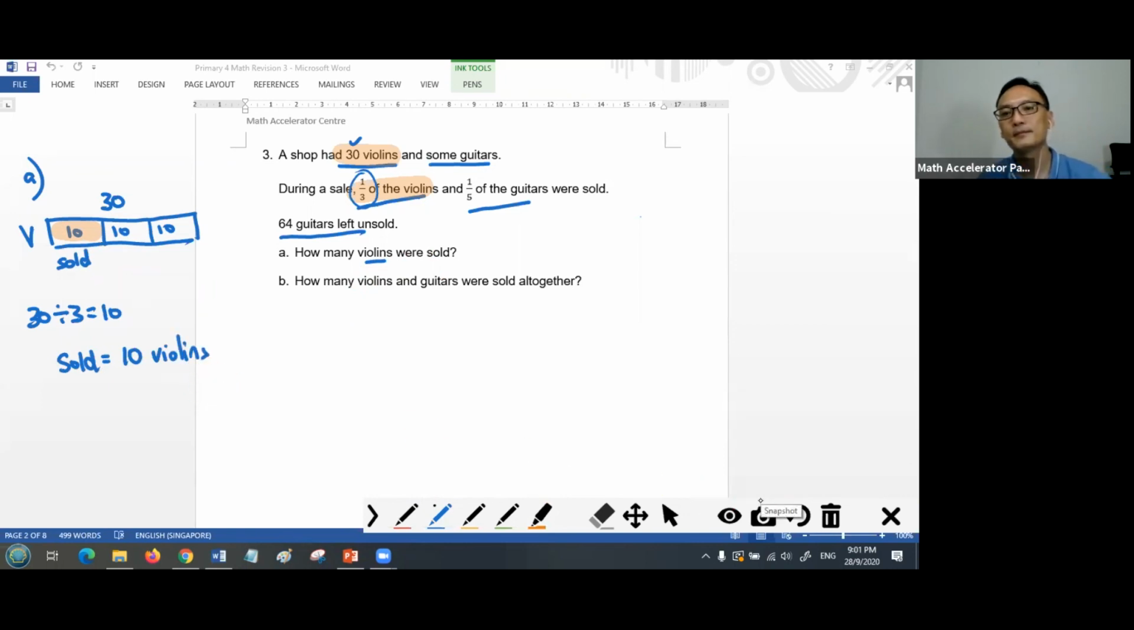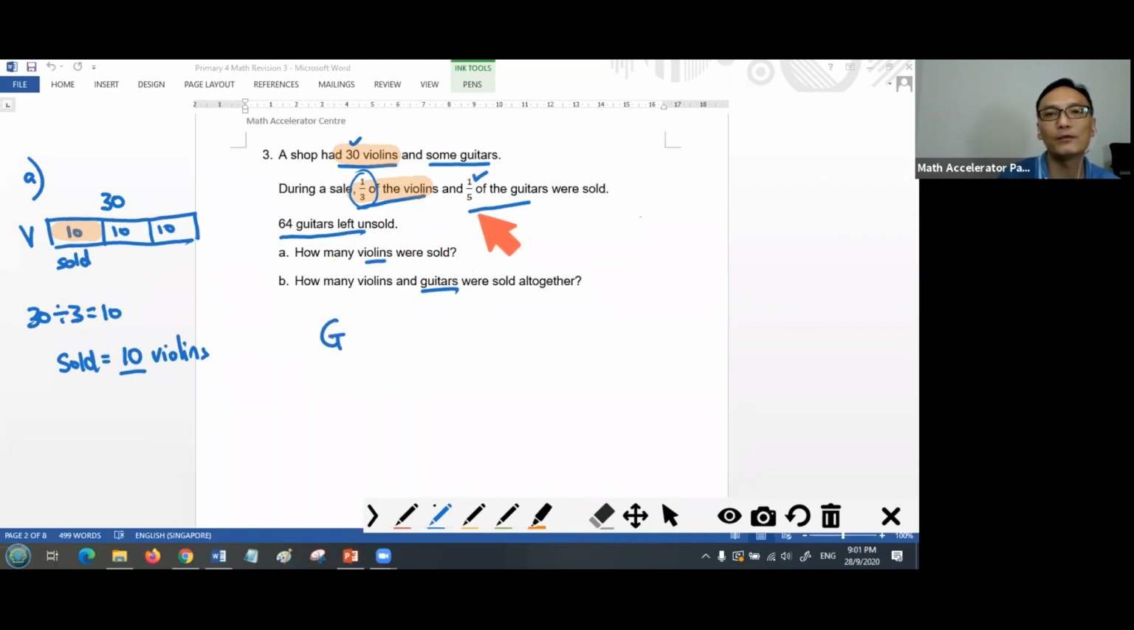Okay? Right. So how about B? B is asking how many violins and guitars were sold all together. So now we already know 10 violins over here. So next we're going to find guitars. So guitar, let's find all the information about the guitar.